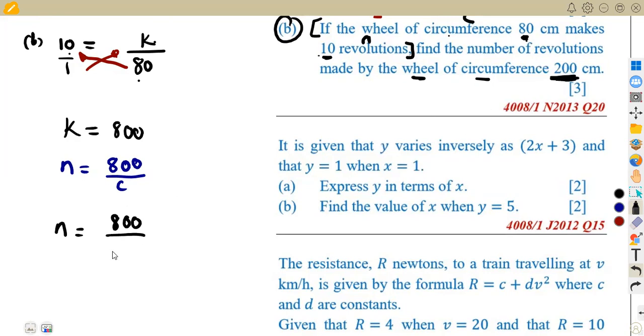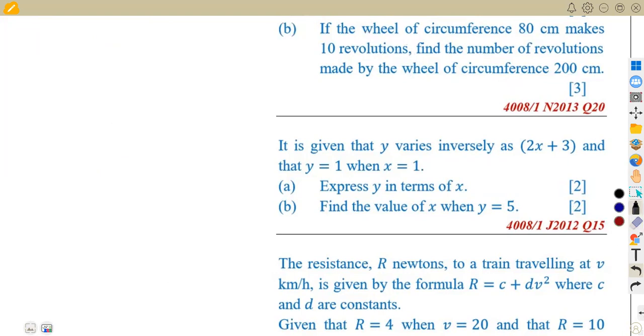And our circumference there was what? 200 in this case. This circumference is C. So that means N is going to give us what? At the end, if we divide, that is going to be a 4. So we are going to obtain 4 revolutions. Remember, this one is about revolutions. The N is the number of revolutions which were made in this case. So that was the whole part of our question.